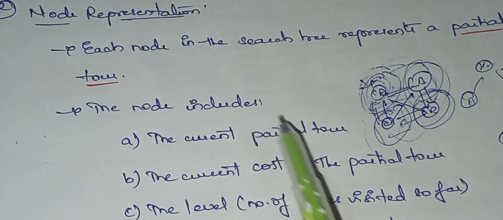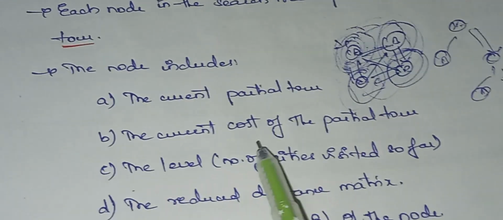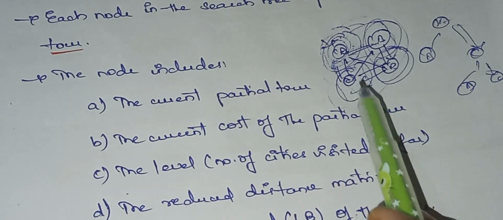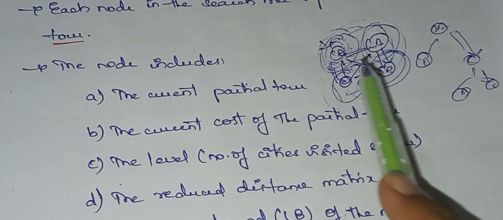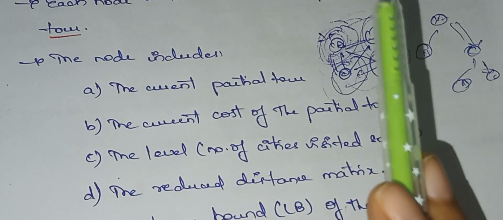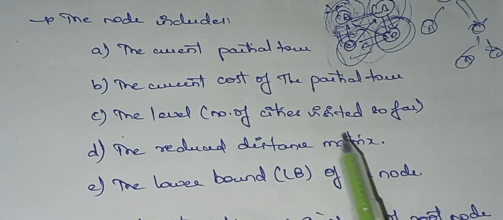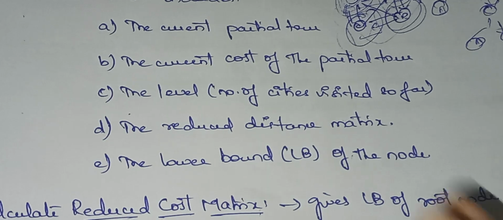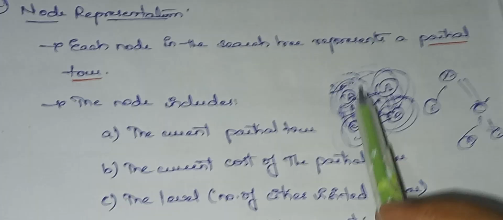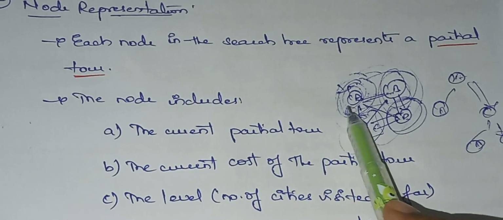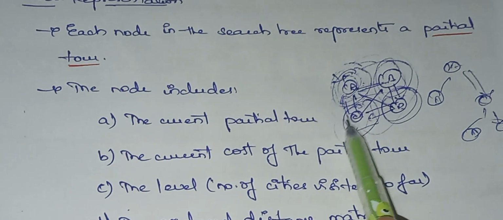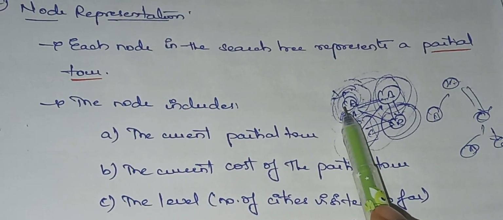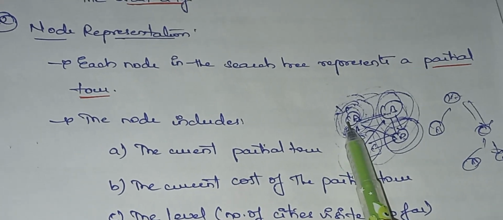This node includes the partial tour, the cost of that partial tour, how much distance it has traveled, the level (how many cities it has covered so far), the reduced distance matrix, and the lower bound of the node. So this is what every node includes. We are starting at A, then covering all the other cities and returning to the same city. So that is what we will be looking into so far.